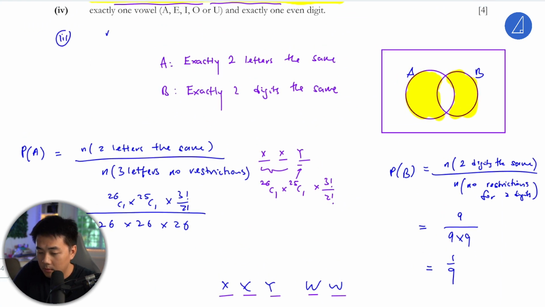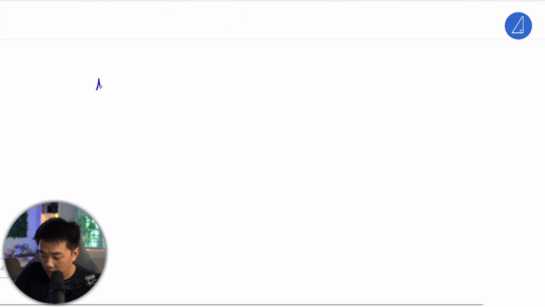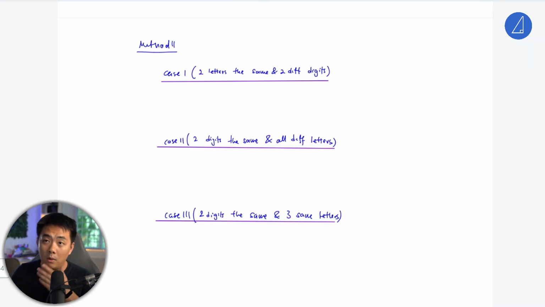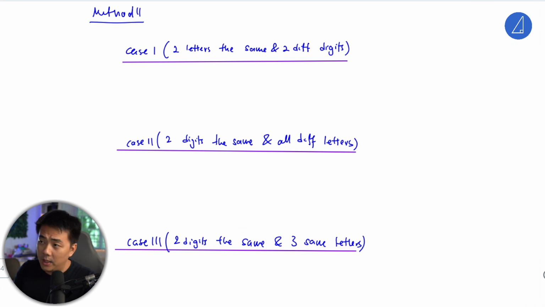Method 1. For method 2, what we could do is just list down the cases that we need. So instead of using method 1, which considers the Venn diagram, these are the three cases. You just list down the three cases that we need. I foresee that what students would forget is the two digits the same and three same letters. Okay, so maybe I'll just count using PNC permutations.